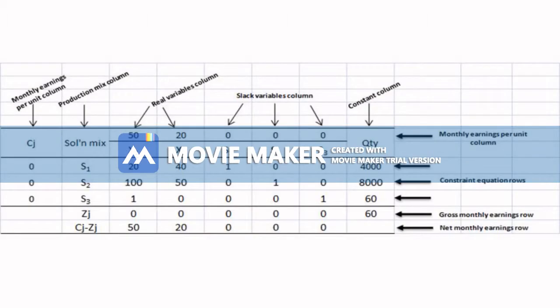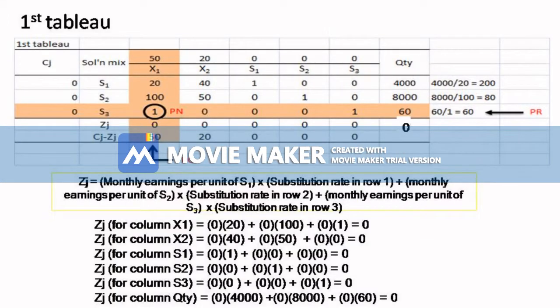To simplify the equations and objective function in an LP problem, we place all of the coefficients into tabular form. So the first simplex tableau is shown in this picture. So we can complete the initial simplex tableau by these last two rows that provide us with important economic information, including the total monthly earnings and the answer as to whether the current solution is optimal.